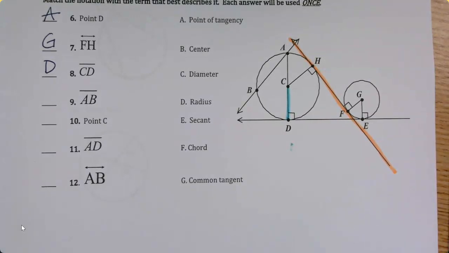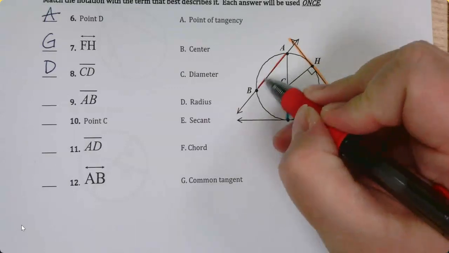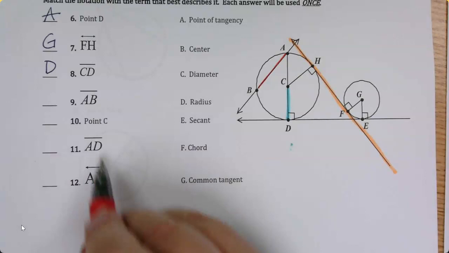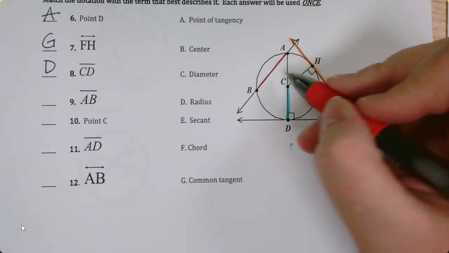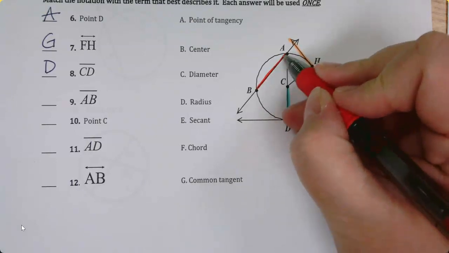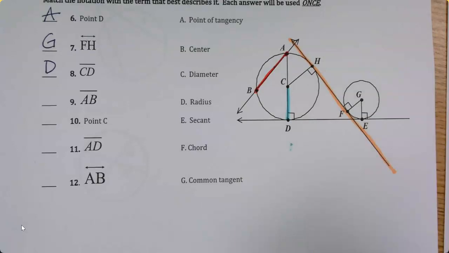Then we have AB. AB is a segment. It tells me segment AB. It didn't say line AB. Be careful because down here it does say line AB. This is just segment AB, which means just the part between the 2 points on the circle and including those 2 points.